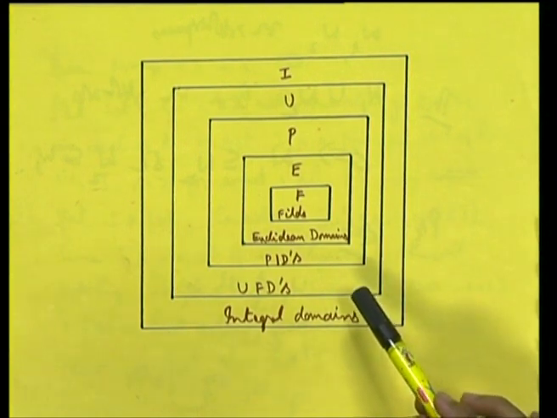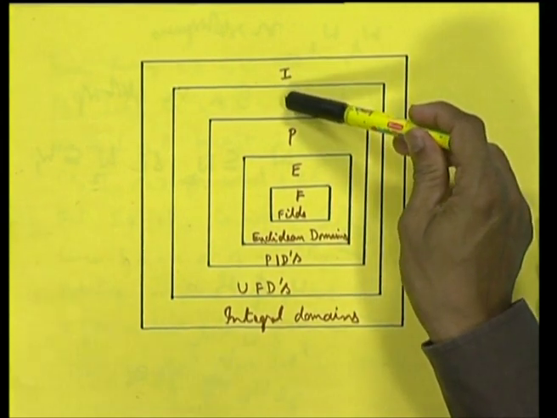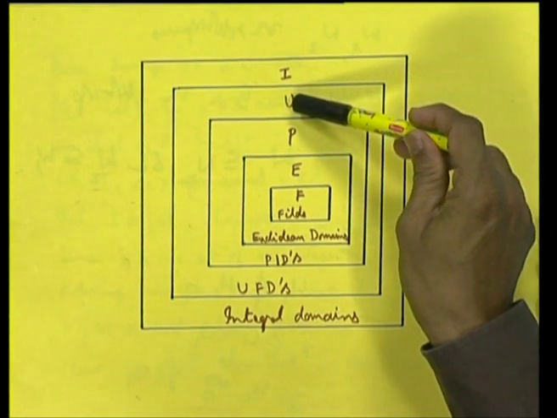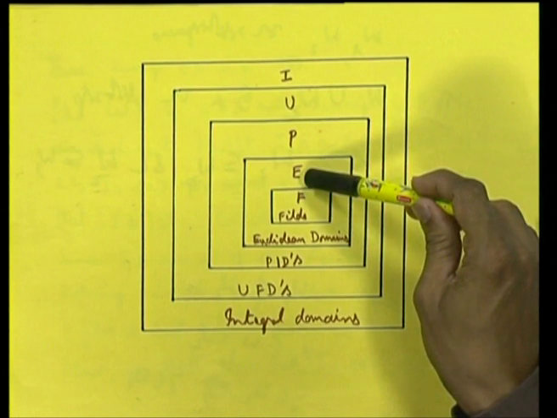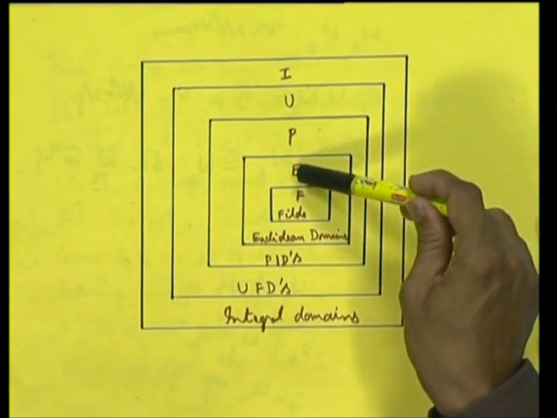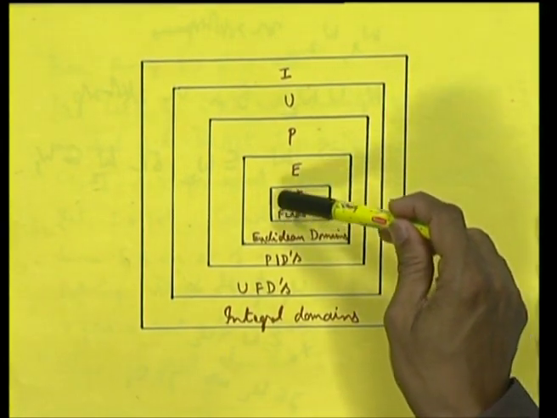And we can give examples of integral domains which are not UFDs, and we can give examples of UFDs which are not PIDs. We can give examples of PIDs which are not Euclidean domains, and we can give an example of a Euclidean domain which is not a field. So these inclusions also become strictly proper. Let us start with this inclusion theorem.